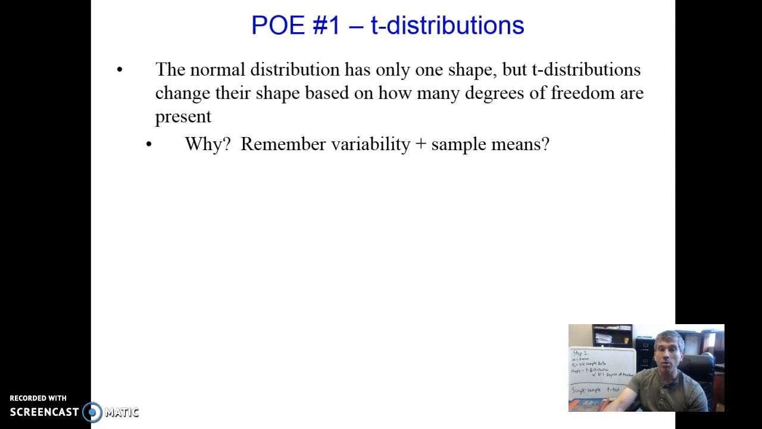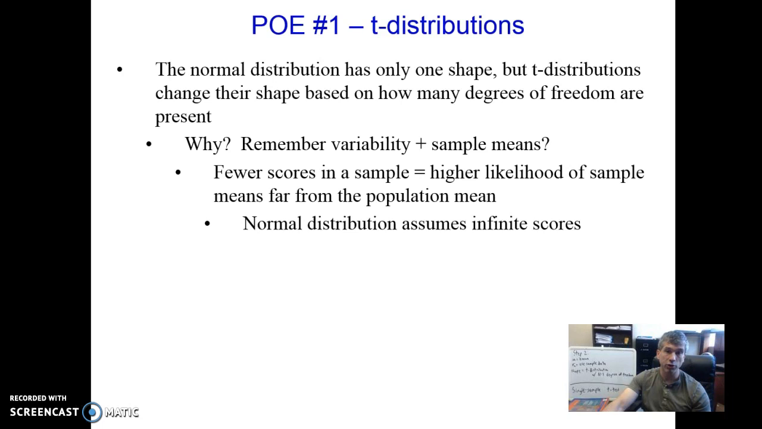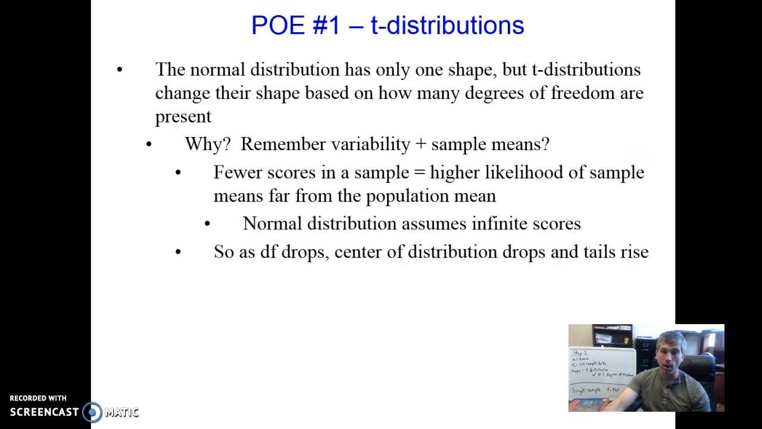The reason why, remember that whole discussion of the sampling distribution when we talked about variability and sample means, the fewer people you measure, the higher likelihood of sample means that are really far away from the population. They become more probable as your sample size gets lower. As your sample size gets higher, it tightens up, and the distribution compresses steadily. Notice the normal distribution assumes you're taking infinite scores. So that's why it doesn't matter how many people are in your sample when you're dealing with a normal curve situation, because it's assuming that you are drawing a great many scores from that population.